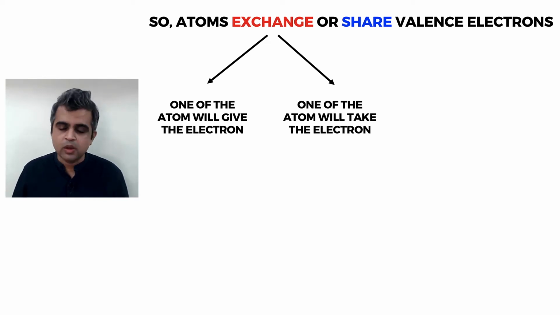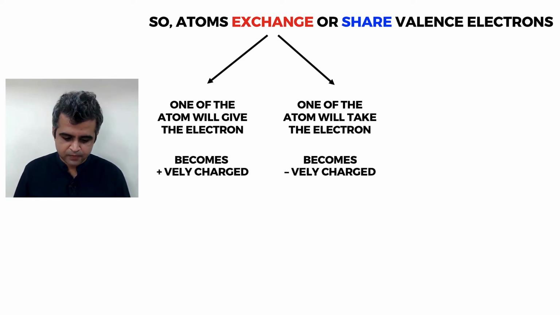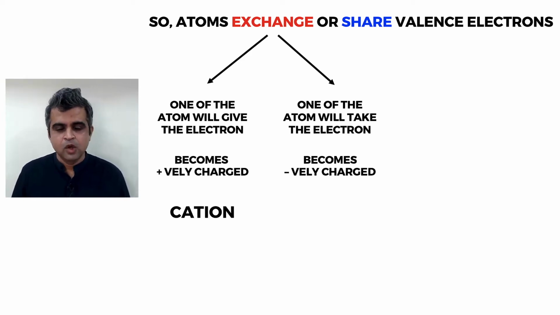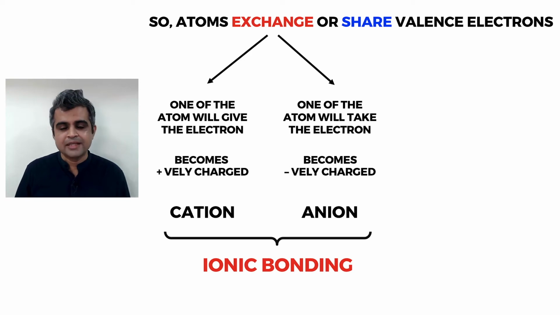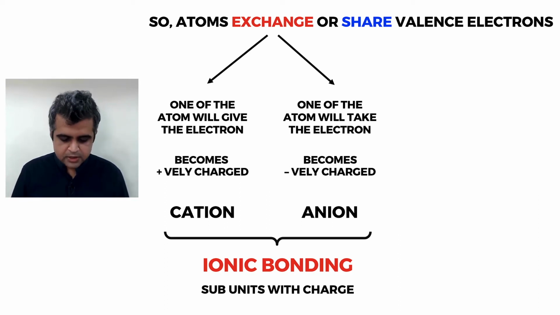Those atoms will no longer remain atoms, they will become ions. So one of the atoms will give and will become positively charged, and one will receive and will become negatively charged. So the one which gives and became positive will be called the cation, and the one which is negative will be called the anion. Because of this, this kind of bond where the electrons are going to get exchanged is called ionic bonding. Ionic bonding. And now you can understand why this is called ionic bonding. And in ionic bonding, subunits will always have charge.